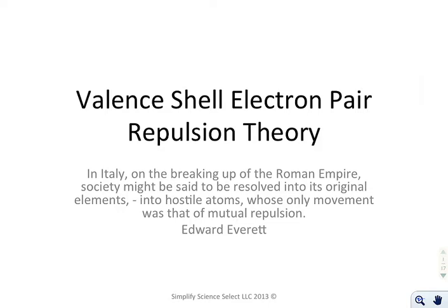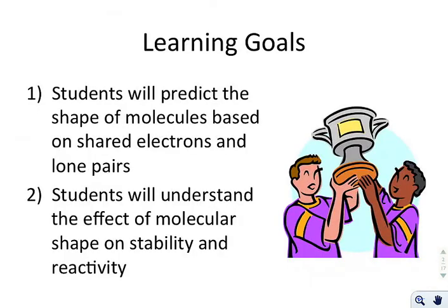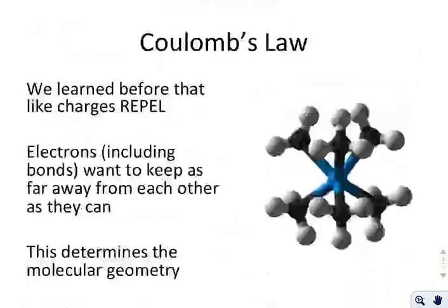Of mutual repulsion, and that's particularly relevant in this aspect because we're looking at electron pairs, which remember are negatively charged. Okay, and we know that they are going to repel from one another. So our learning goals are that students will be able to predict the shape of molecules based on shared electrons and lone pairs, and you'll be able to understand the effect of molecular shape on stability and reactivity. So the electrons are important in determining the shape of molecules as well as how they react.